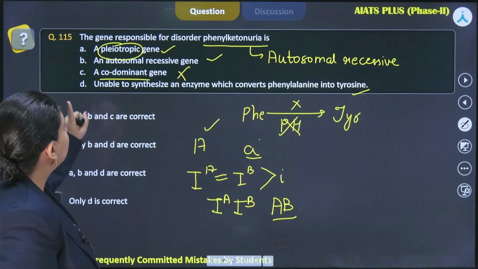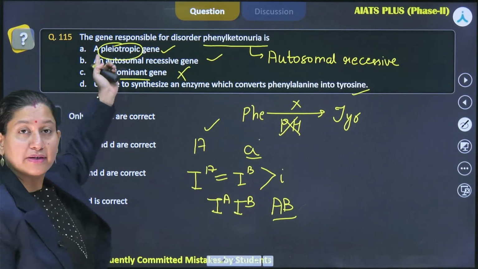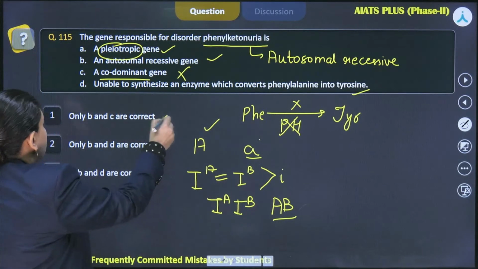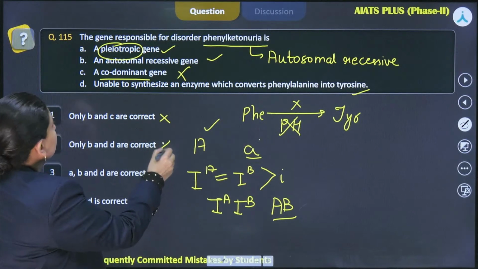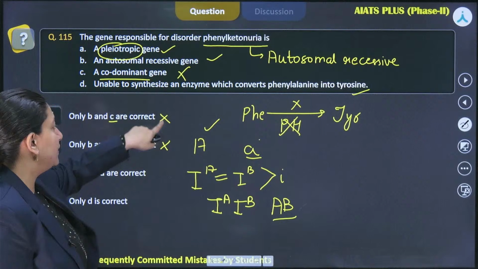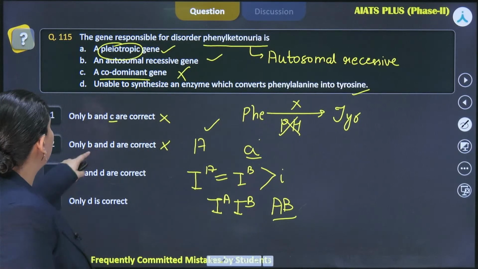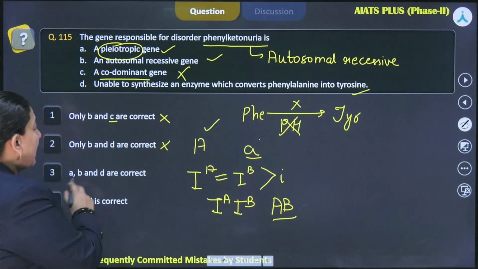So over here we have to identify the correct one. It is saying only B and C are correct, but that's incorrect because A is also true. Then it says B and D are correct, right? Oh, sorry. Over here they are saying C is correct, but it's incorrect over here. That's why we have ruled out this option. Over here they are considering only B and D to be correct, not A. That's why incorrect. A, B and D are correct.